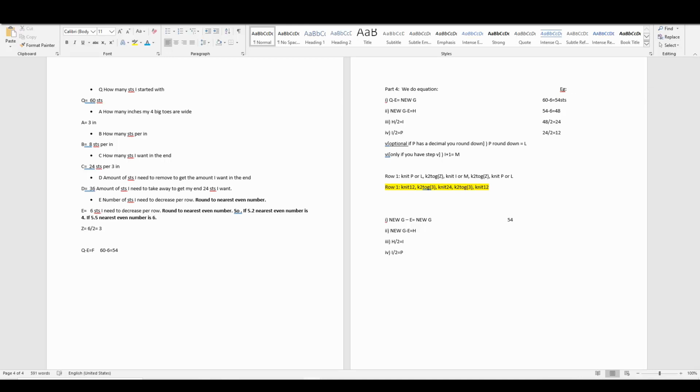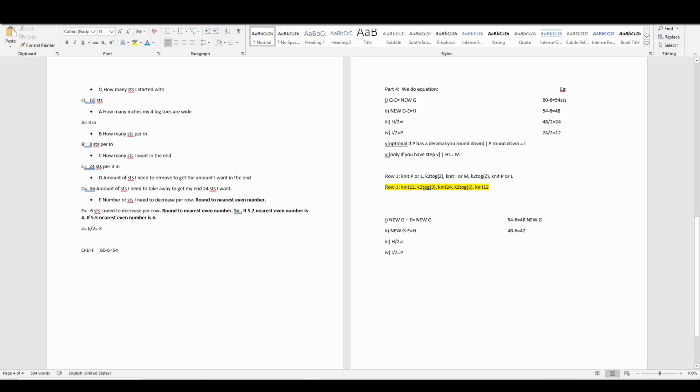You're always going to carry your new G to the next row. So in row 5, I'm going to take this answer as my new G. So for row 3 now, new G minus E, so E was 6 for me, equals new G, which is 48. So 48 is my new G. I'm going to take 48 for row 5 when I do row 5. But let's continue with this row. I'm going to take my new G, which is 48, minus E, which for me is 6, equals 42.